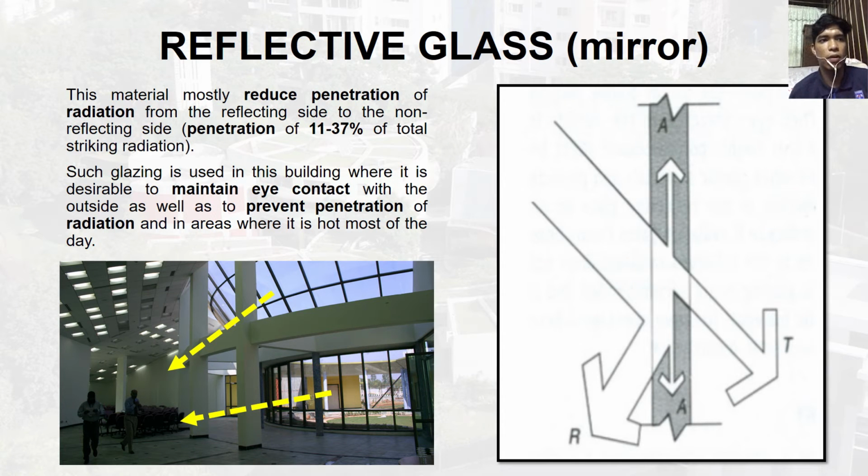This is the example for reflective glass, which is a mirror. This material mostly reduces penetration of radiation from the reflection side to the non-reflection side. The penetration is 11 to 37% of total striking radiation, which is good. And such glazing is used in buildings where it is desirable to maintain eye contact with the outside as well as to prevent penetration of radiation, and in areas where it is hot most of the day.